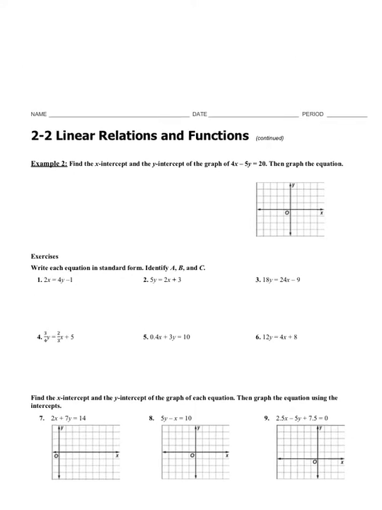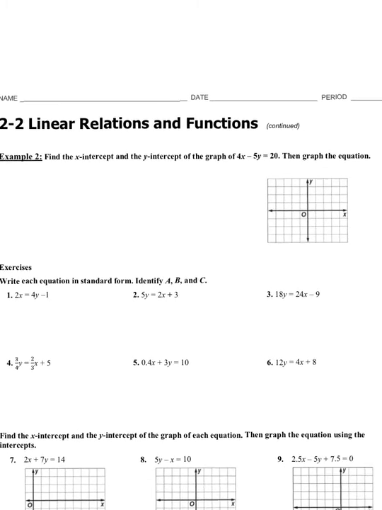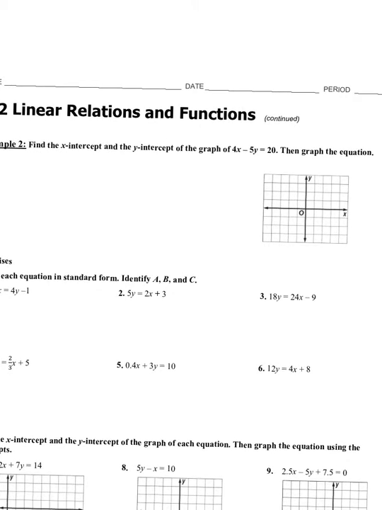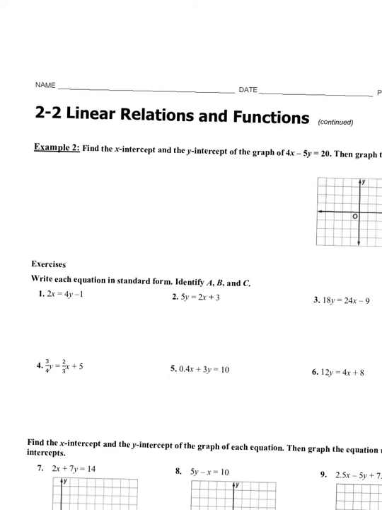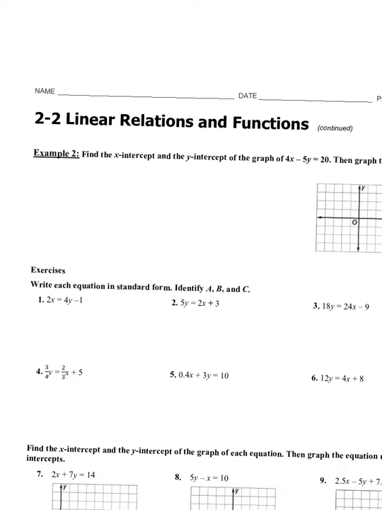Now, example 2, we have find the x-intercept and y-intercept of this graph, and then graph the equation. Now, to find the x-intercept, this is when the y-coordinate is equal to 0. So, to find the x-intercept, that means y is equal to 0. So when I substitute y is equal to 0, that leaves me with 4x is equal to 20, which means my x-intercept is equal to 5.